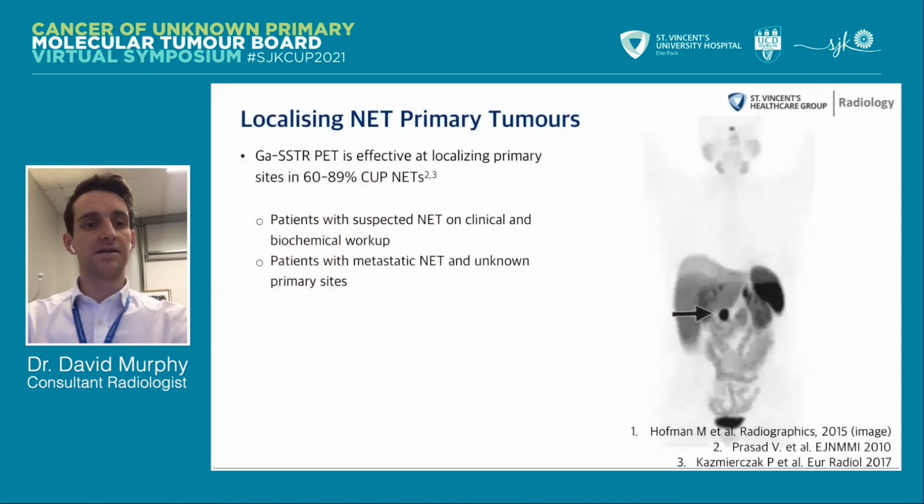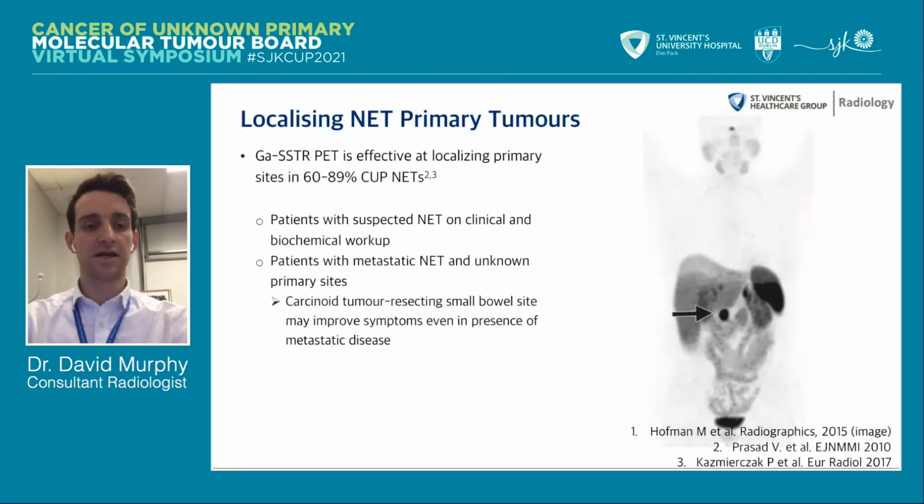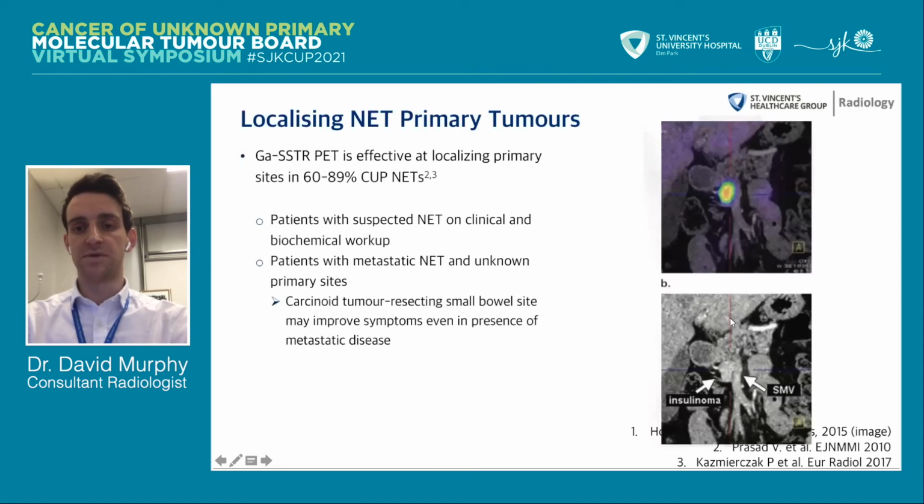Gallium DOTA PET is very useful in identifying the primary site in patients with metastatic neuroendocrine tumor. It is also useful in patients with suspected neuroendocrine tumor where, on clinical and biochemical workup, a primary site can't be found. And sometimes, for carcinoid tumors, resecting the primary site even in the presence of metastatic disease can improve symptoms. This is an example of a gallium DOTA PET which revealed an insulinoma, which was previously occult, and you can actually see it when you look back on the diagnostic CT.